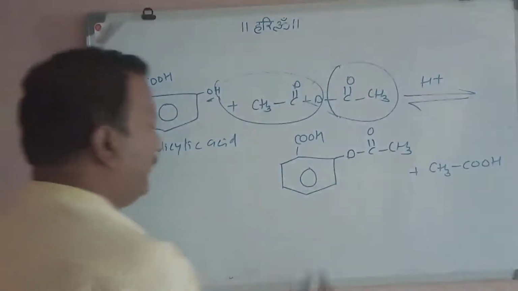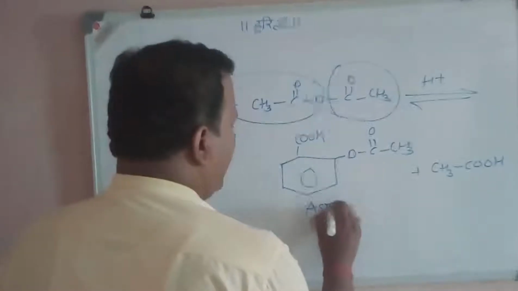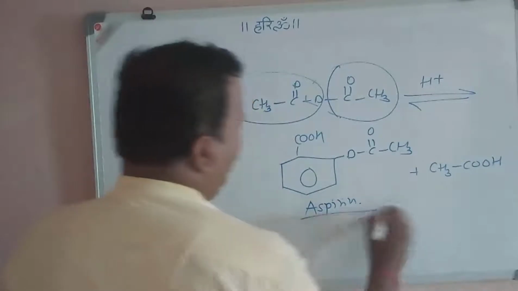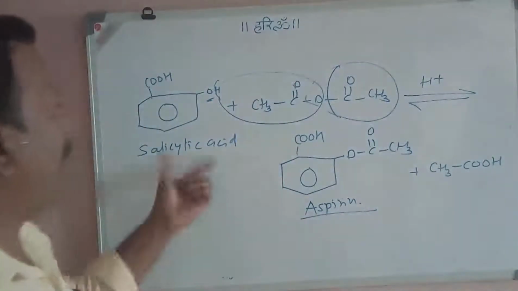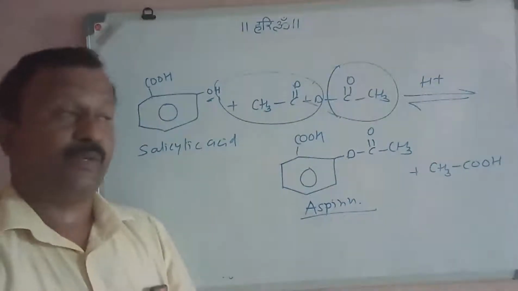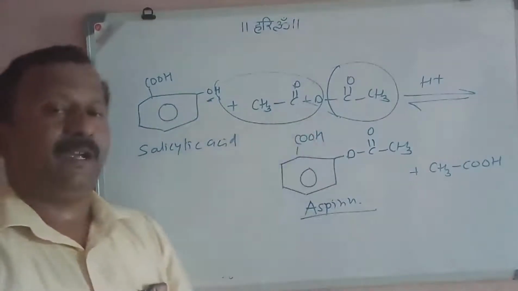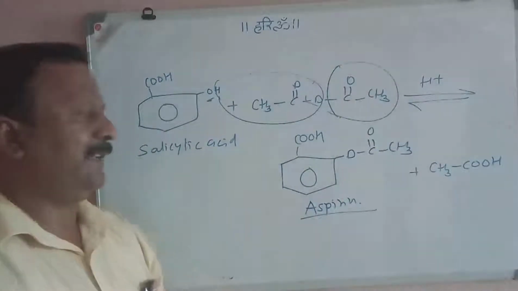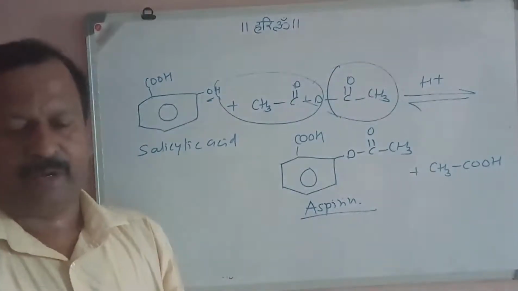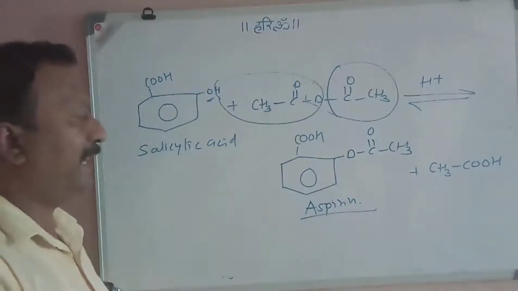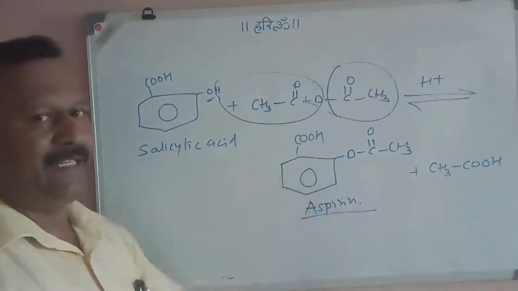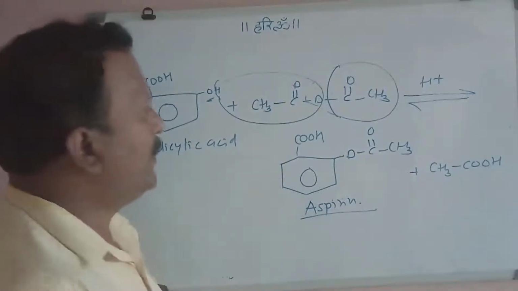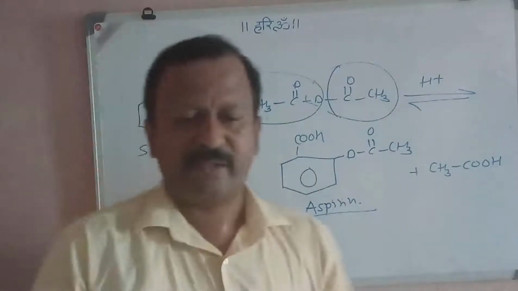So what is the name of this compound? It is aspirin. तुम्हाला परीक्षेत प्रश्न विचारला जातो, how do you prepare aspirin from salicylic acid. So here salicylic acid is treated with acid anhydride, for example acetic anhydride in the presence of acid, we get aspirin, also called as acetyl salicylic acid. So here esterification reactions get completed. Okay.